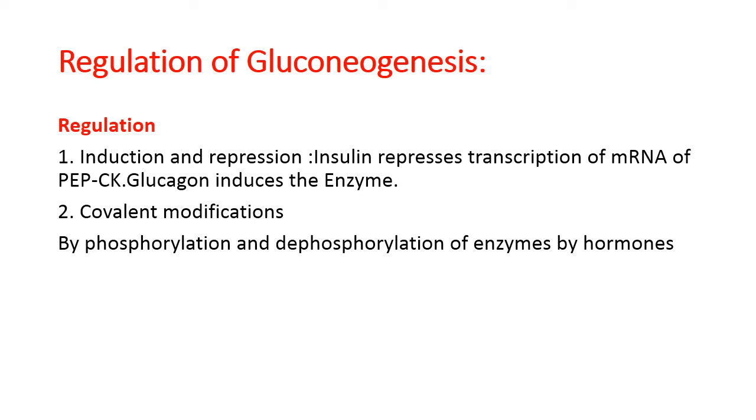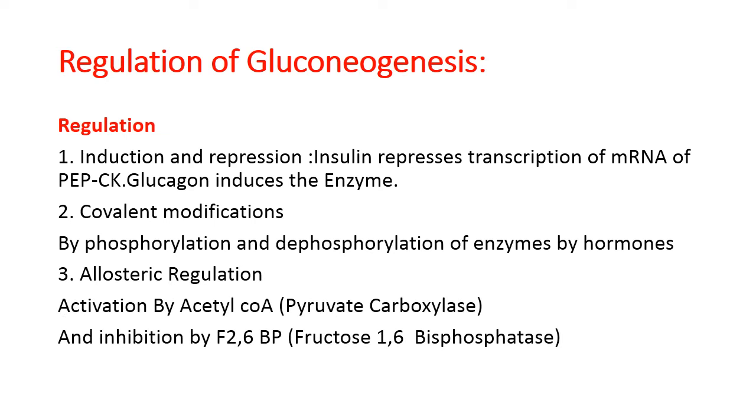Allosteric regulation is another type of short-term regulation. Allosteric regulation can be done via acetyl CoA. Hepatic pyruvate carboxylase is allosterically activated by acetyl CoA during fasting, and it is inhibited by fructose 2,6-bisphosphate. So these are the important steps of gluconeogenesis as well as its regulation.